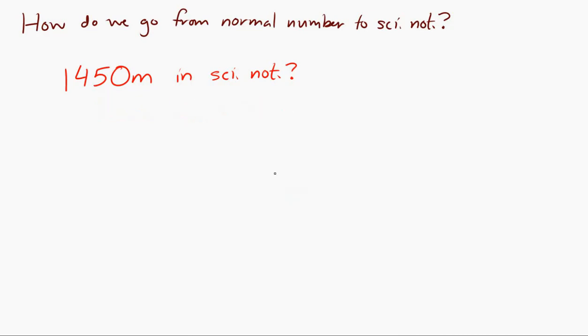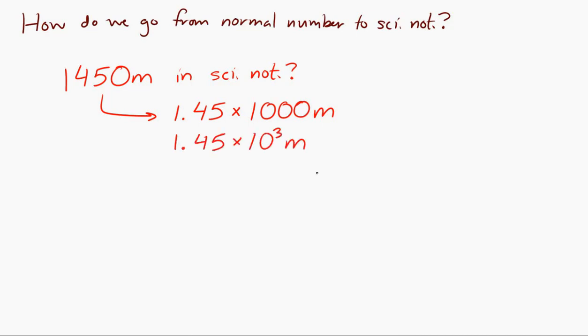One way to think about it is 1,450 meters is 1.45 times 1,000 meters. And 1,000 is just 10 to the third power. So it's 1.45 times 10 to the 3 meters. Okay, that's one way to think about it.